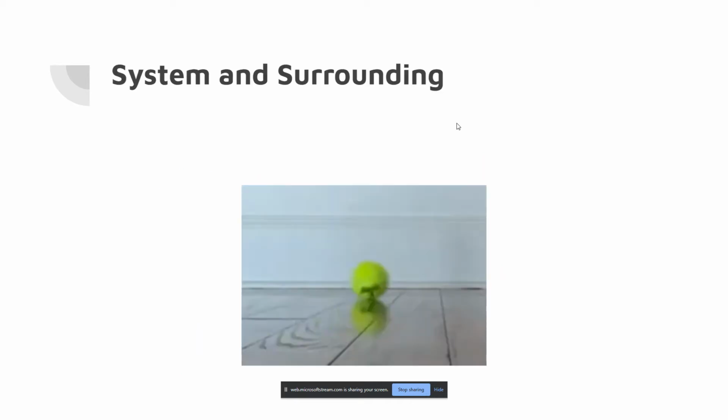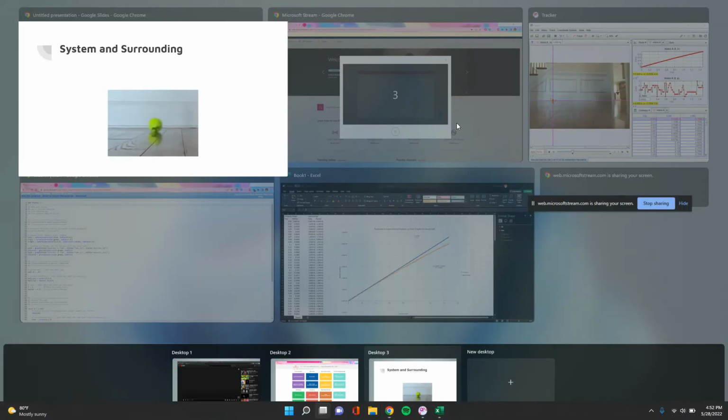The system and surroundings of this lab would be the system being the tennis ball, while the surroundings would be the earth, ground, the surrounding air, and other objects that the tennis ball interacts with.